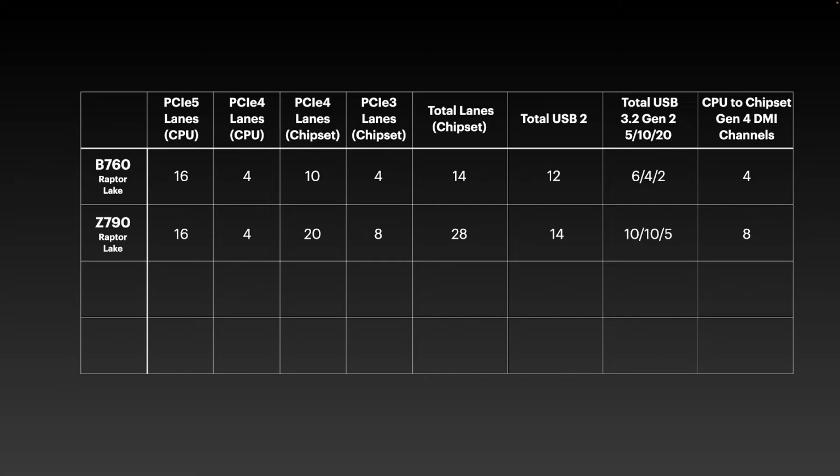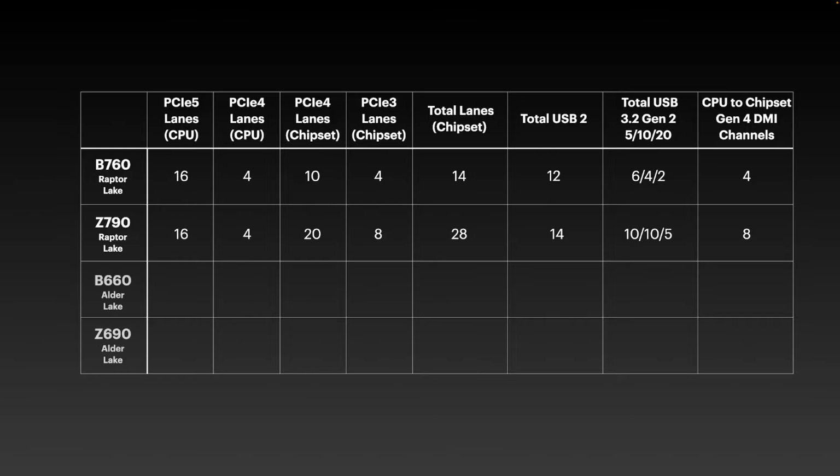The B760 offers 4 Gen 4 DMI lanes to the chipset, with the Z790 offering 8 for twice as much bandwidth. The Z790 provides more bandwidth from interface to the chipset also, with 20 PCIe Gen 4 lanes and 8 Gen 3 lanes. That's twice that of the B760's 10 and 4 lanes respectively. The Z790 also has more bandwidth for other connectivity like USB, but both chipsets offer multiple 5, 10 or 20Gb USB access.